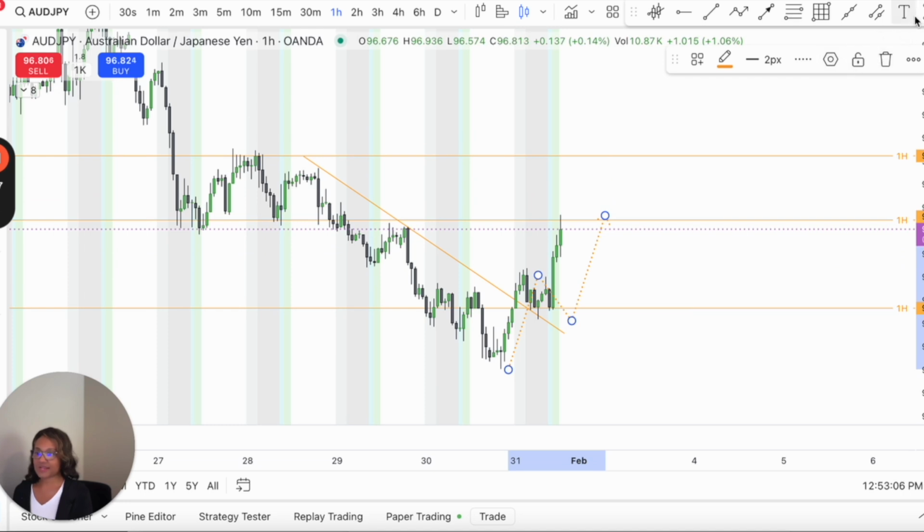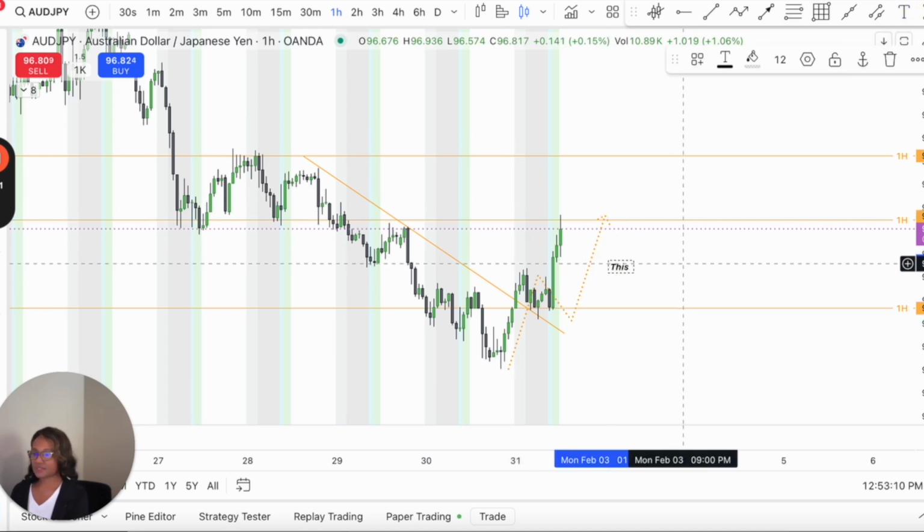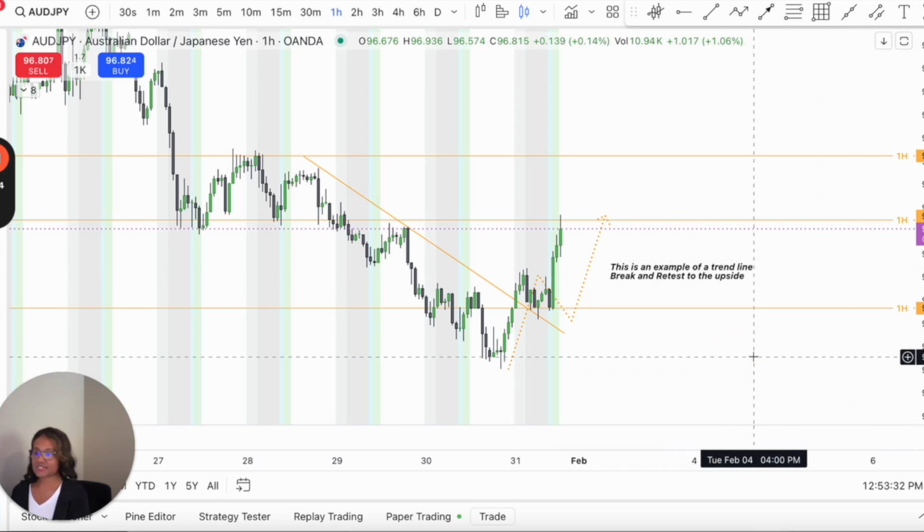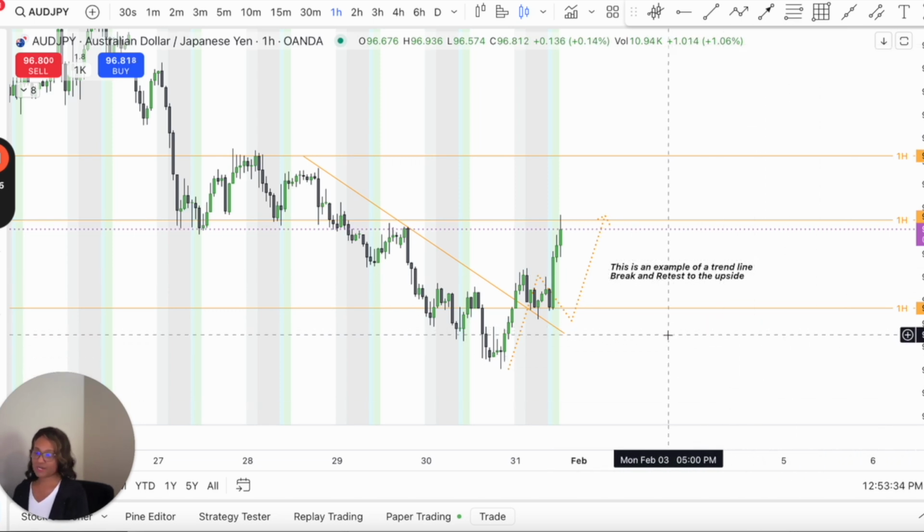We could also add some notes here with our text box. This is an example of a trend line break and retest to the upside. And I think the last example we went over was for the downside.